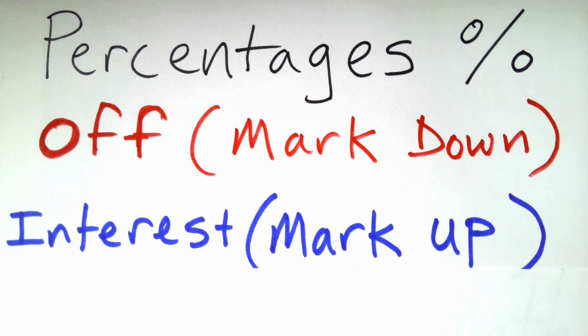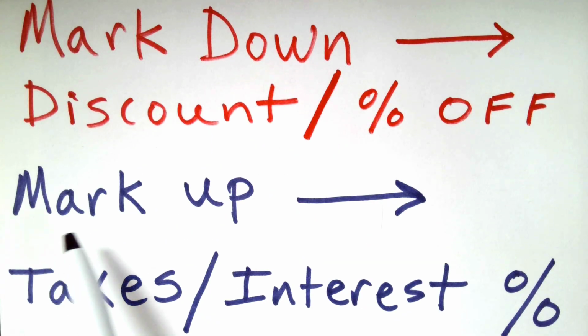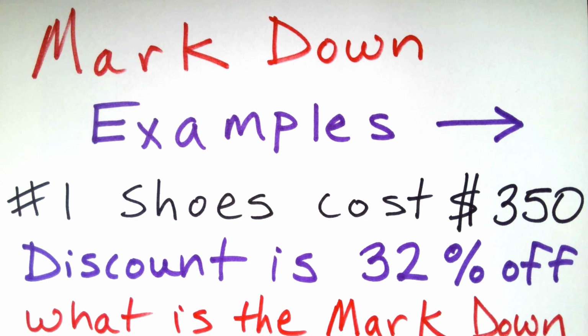Hey, let's check out some of these real world math problems. So again, markdown is like a discount or percentage off a particular item. All right, a markup is an item that you would add to the original price. Taxes, you add taxes to an original price. Interest on a loan, you would add a value or a price on top of that loan amount. All right, so here we go with example number 1.